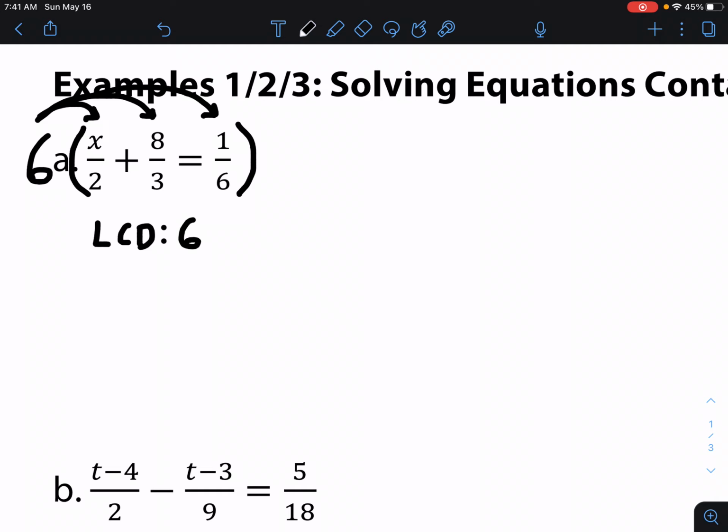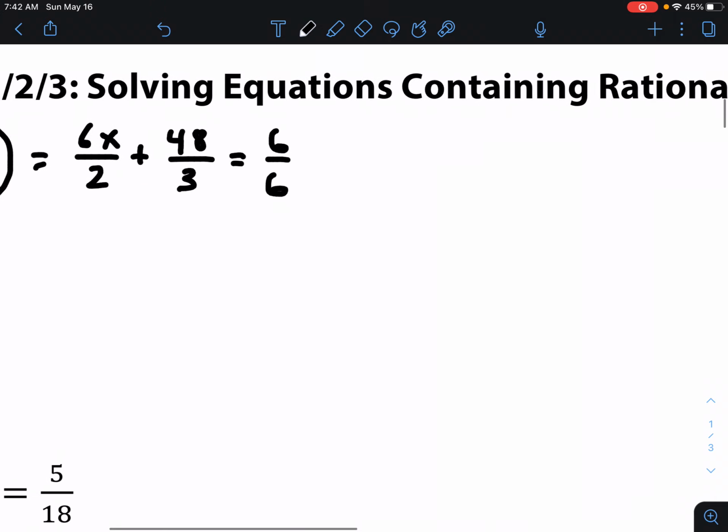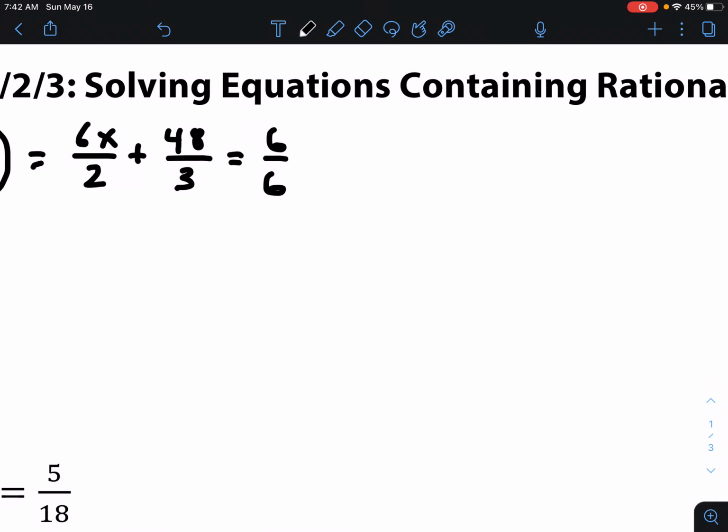Okay, so what we end up with is 6x over 2 plus 48 over 3 equals 6 over 6. Okay, so I just did what I did up above. I multiplied that 6 by every single numerator that I have here. And now what I can do is I can simplify. I can simplify by dividing. So 6x over 2 becomes 3x.